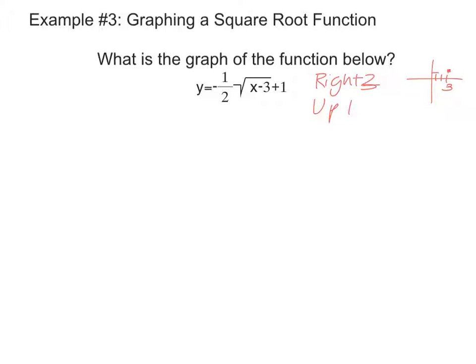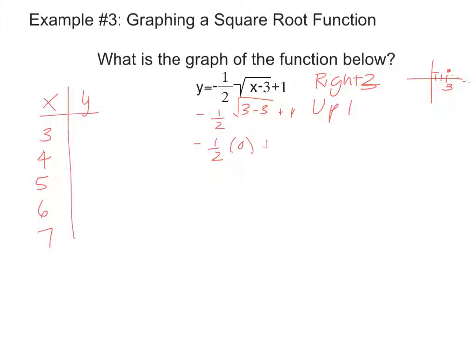So when I choose my table, I should use values, and in fact I know the a is negative, so I know it's going to go down, right? So I'm only going to choose values greater than 3. So 3, 4, 5, 6, and 7 should be good enough. So if I substitute in 3, square root of 3 minus 3, that's 0. That's really negative 1/2 times 0 plus 1. That's going to go away, so I'm left with 1.